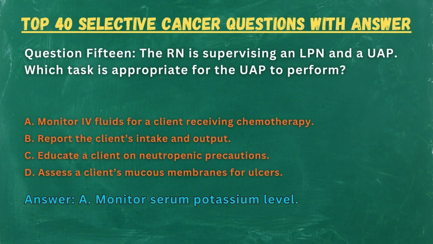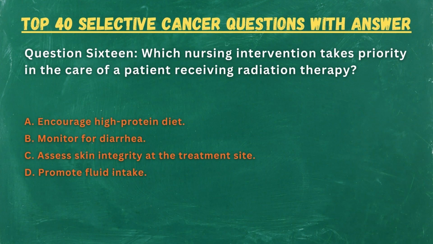Answer: B. Report the client's intake and output. Question 16. Which nursing intervention takes priority in the care of a patient receiving radiation therapy? A. Encourage high-protein diet. B. Monitor for diarrhea. C. Assess skin integrity at the treatment site. D. Promote fluid intake.